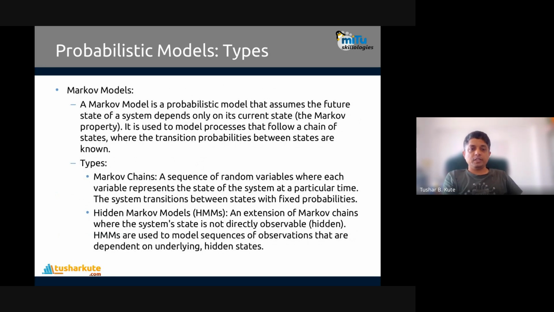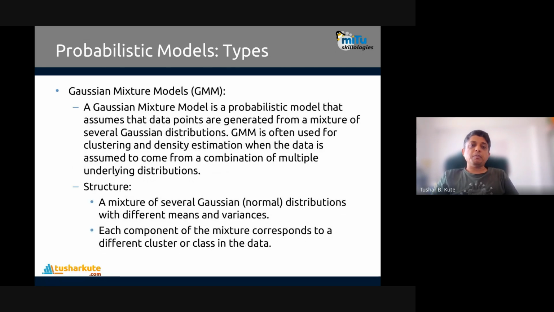Second, the Markov model, and also hidden Markov models. It's a probabilistic model that assumes the future state of the system depends upon the current state. That is the Markov property. Using Markov models, the next actions, the sequence of actions, are generated. Then there is GMM, the Gaussian mixture model.